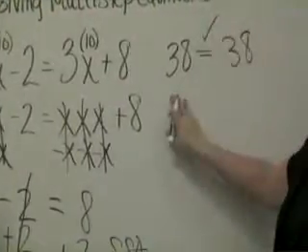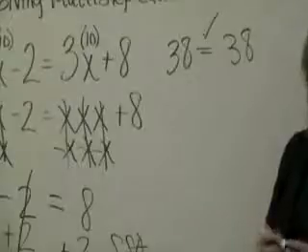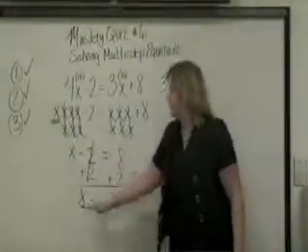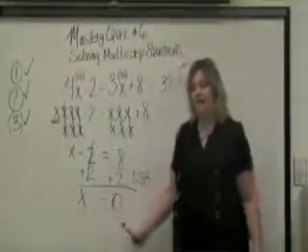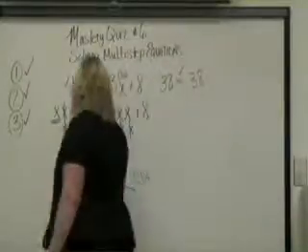As you can see, both sides are equivalent, therefore the equation is correct. In this case, the value of x is 10. All right, let's move on to the second problem.